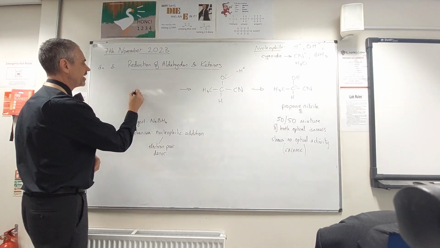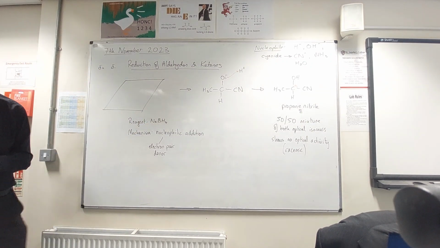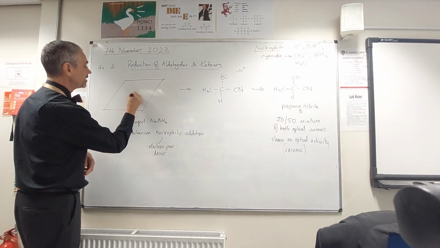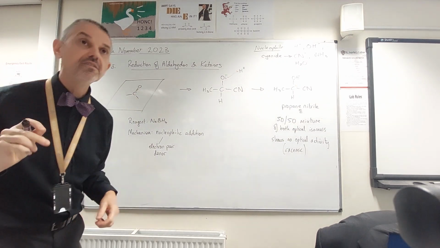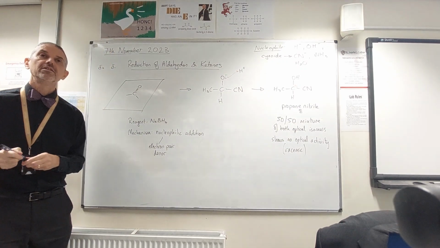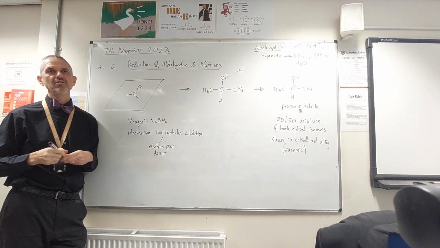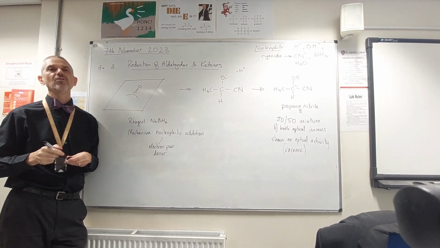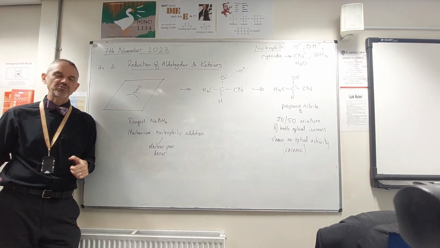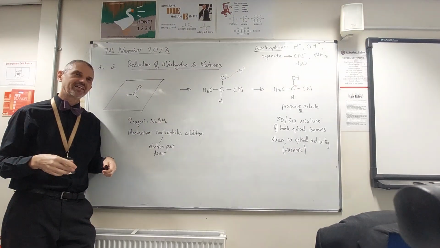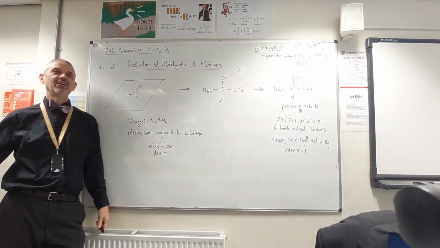Trigonal planar. Okay, so I can imagine a flat plane. Can you explain why it's trigonal planar, Jerry? Because all of the atoms are on the same plane. Yeah, but why does it form that? 120 degrees between each. Yes, those are all descriptions of trigonal planar. But why is it trigonal planar? How did you work out that it must be trigonal planar?